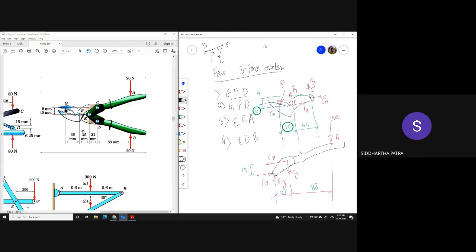Okay, so try to solve it strategically. And then we will discuss in the next class. If you find it difficult, then we can discuss in the next class.